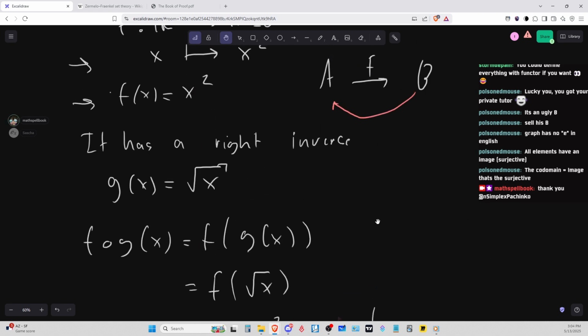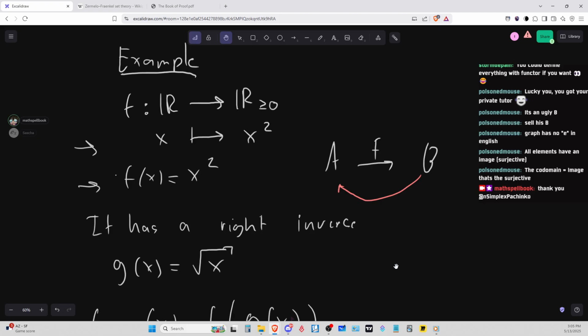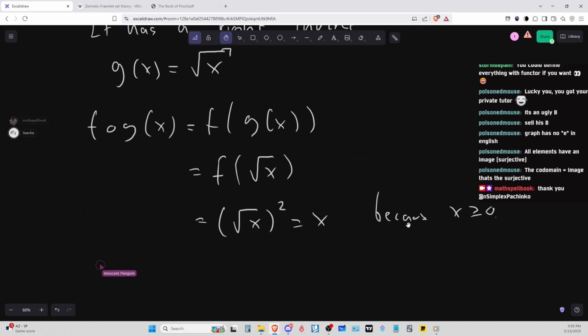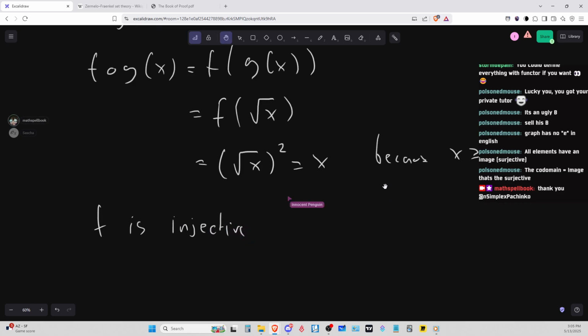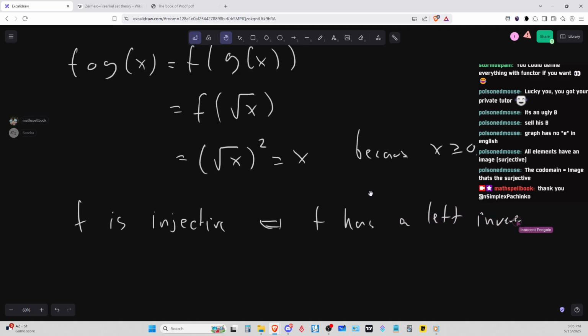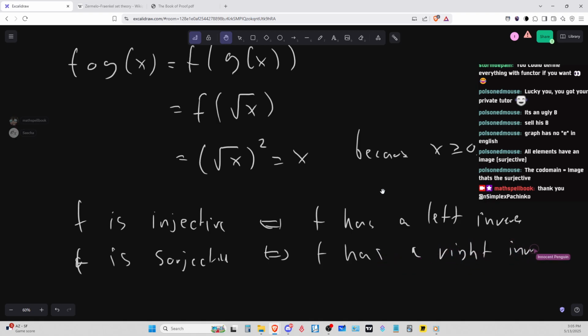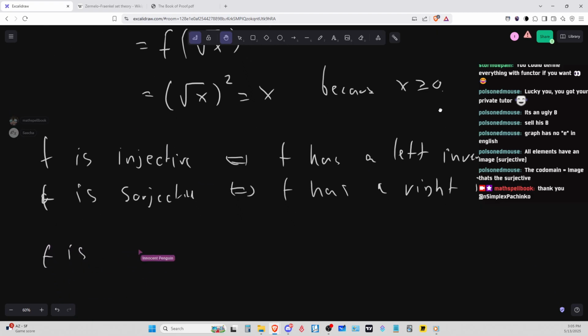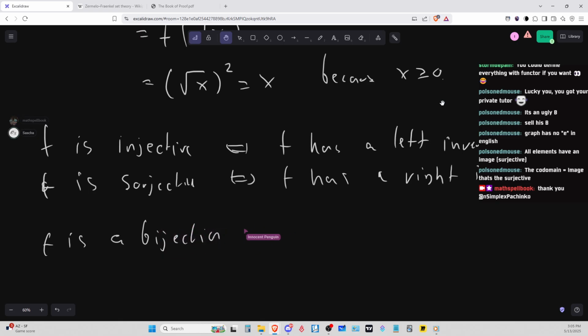So let me just summarize what you just said. This is one-to-one, that's the first thing you said, correct? So it's one-to-one, and we have a left inverse, so maybe I can write it down below. F is injective if and only if F has a left inverse. Is it only a left inverse? Yeah. F is surjective if and only if F has a right inverse. And F is a bijection when it has both. And in that case, if you just have a left inverse or a right inverse, you might have many inverses.